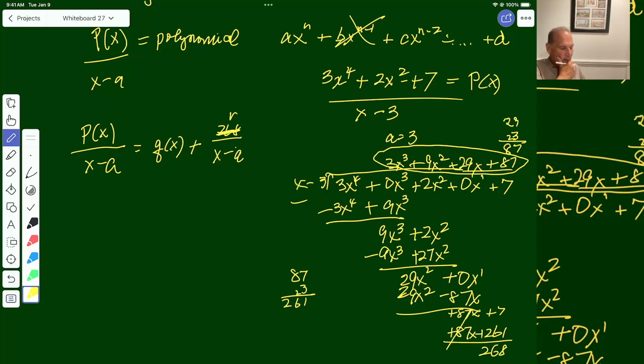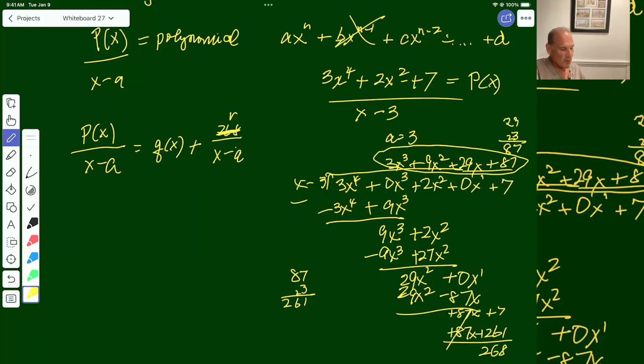Okay, and to leave it all generic, that's p of x. It doesn't state what p of x is. This is x minus a. It doesn't state what a is. This is the quotient. It doesn't state what it is. And this is the remainder, but it has to be true that when you take p of x divided by x minus a, you get the quotient plus the remainder, whatever it is, divided by x minus a, right?